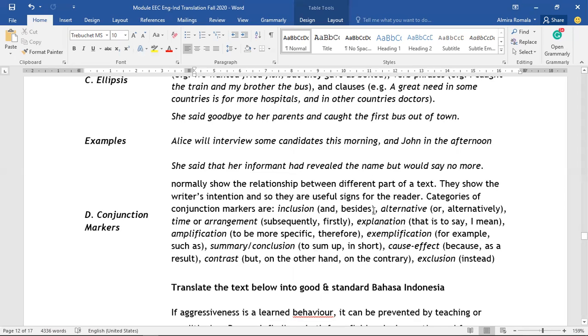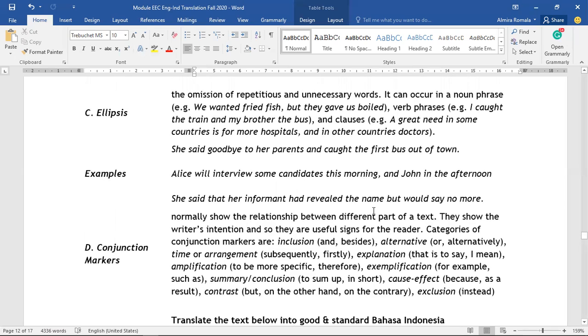So guys, that's all the cohesive devices that are useful for us to understand the meaning of a text, the relation of the meaning in the sentences and also paragraphs. So guys, I will challenge you to do the exercise in identifying the reference in a text. I will send the worksheet to our WhatsApp group and please do this, and then send it to our Belajar page.